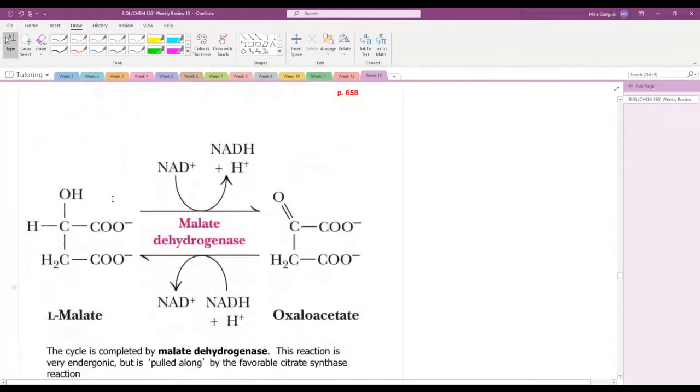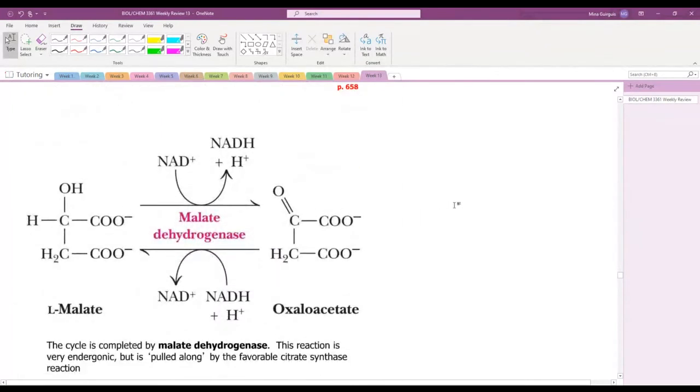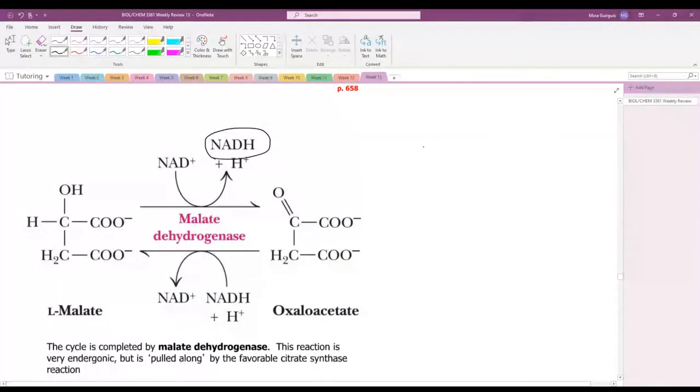Okay, all right. So, malate dehydrogenase. This reaction is the last step of the cycle, okay? And it's very endergonic. That's something that's really important. This reaction doesn't really want to happen. And when we talked about NADH and FADH2 before, it kind of makes sense why, because NADH is a lot of reducing power.